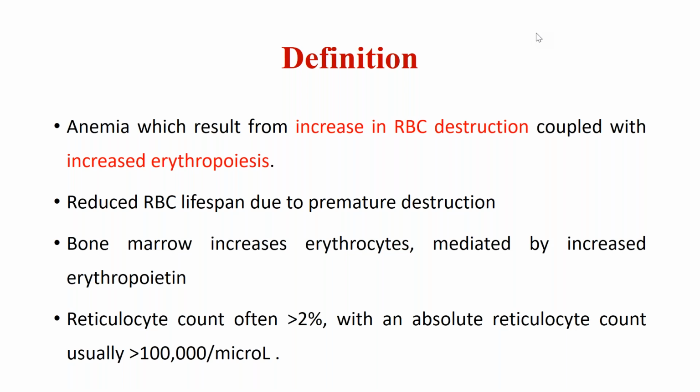So, in response to the RBC destruction, the bone marrow releases more erythropoietin, which causes increased erythropoiesis. And the major thing about hemolytic anemia is the retic count. Retic count is usually more than 2%, and if we go by absolute retic count, it is more than 1 lakh per microliter. So, hemolytic anemia either can be because of hereditary causes or it can be acquired causes.